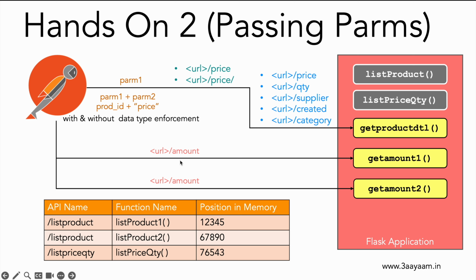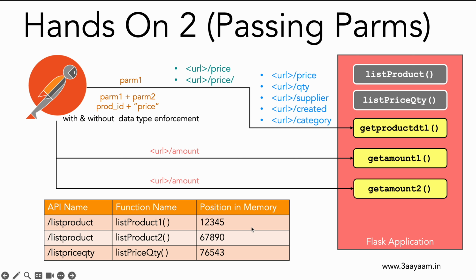Then I'll talk about the second consideration. What if we have the same URL, but we have two different functions mapped to the same URL? What would happen? If you remember, I talked about the hash map table in Flask. So Flask creates kind of a hash map table which would contain the name of the API, the function name, and the position of the function in the program. So whenever it sees that, okay, this is the API, then it would go ahead and execute the function.